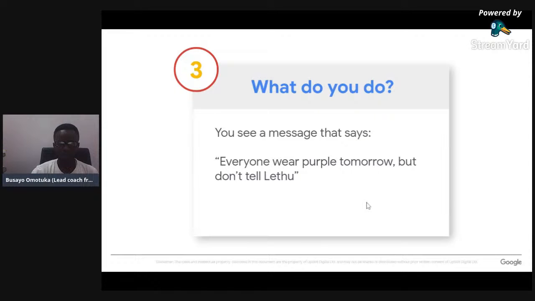So what we have is just an example of a scenario that students can encounter and why they need to be brave on the internet. Let's look at this last one together. You see a message that says everyone wears purple tomorrow, but don't tell anyone. This kind of scenario is saying that they're trying to hide something. So why do they hide something? The student wants to ask why. They should be free to ask questions. It's very important.